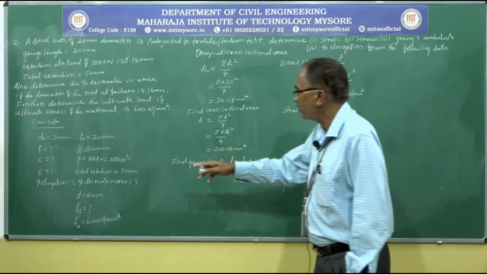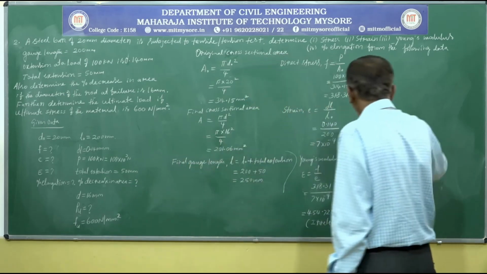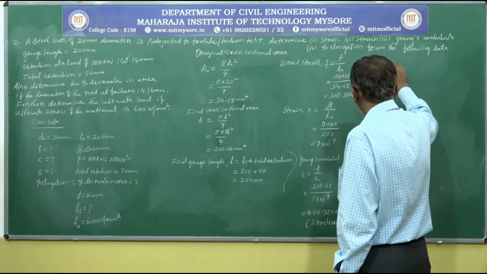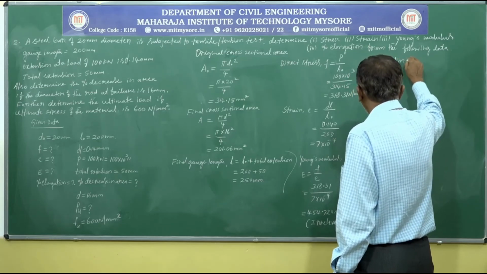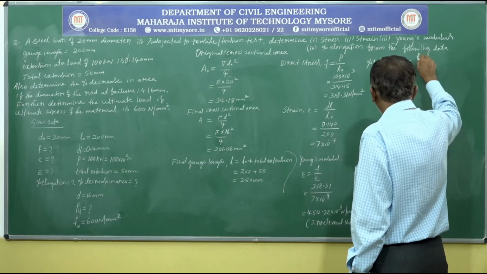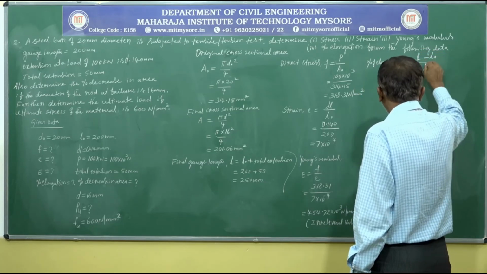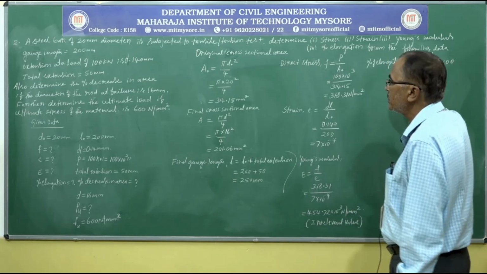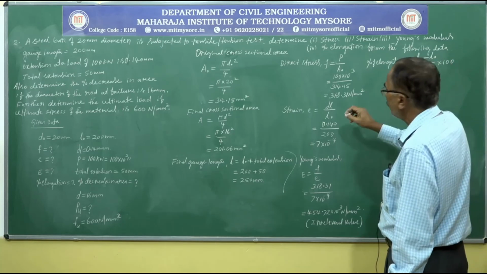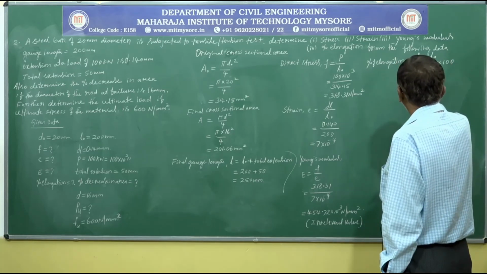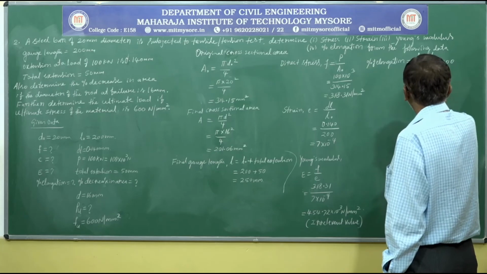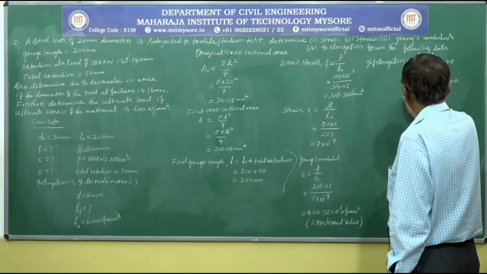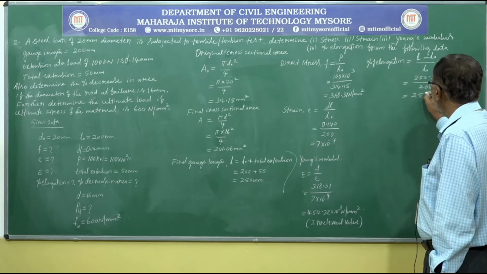Next, percentage of elongation. Percentage of elongation is equal to L minus L naught divided by L naught multiplied by 100, that is equal to, L is 250 millimeter minus 200, that divided by 200 into 100, which is equal to 25%.